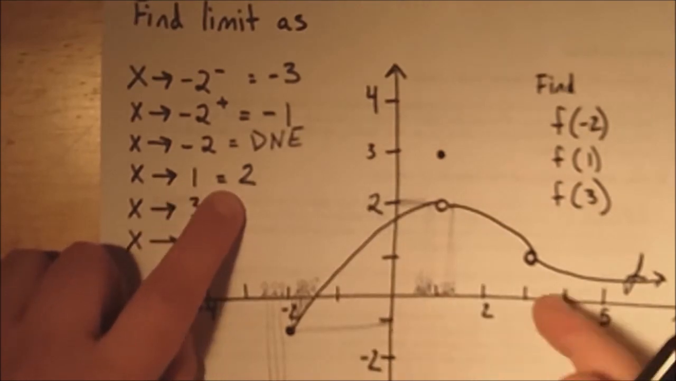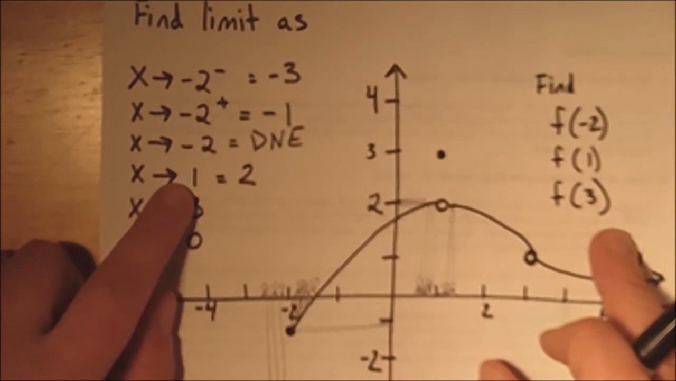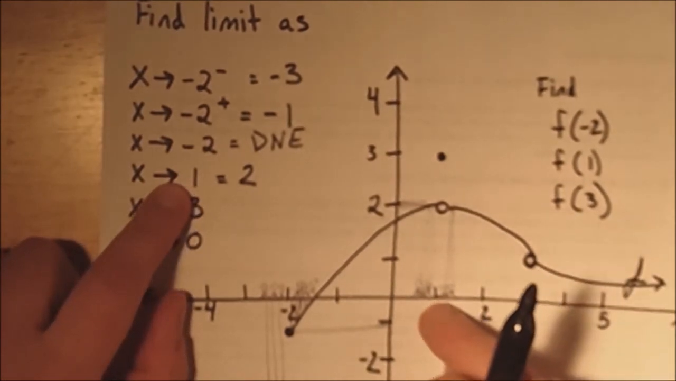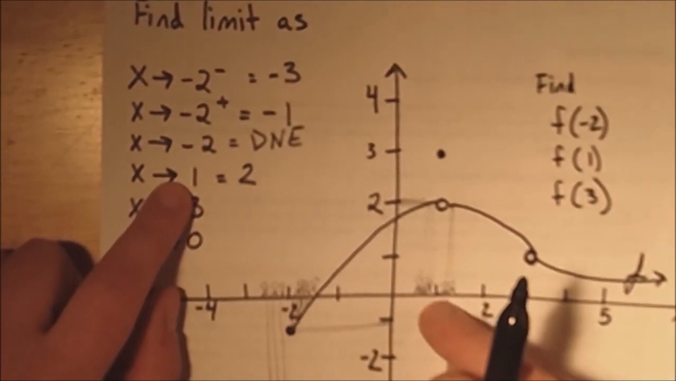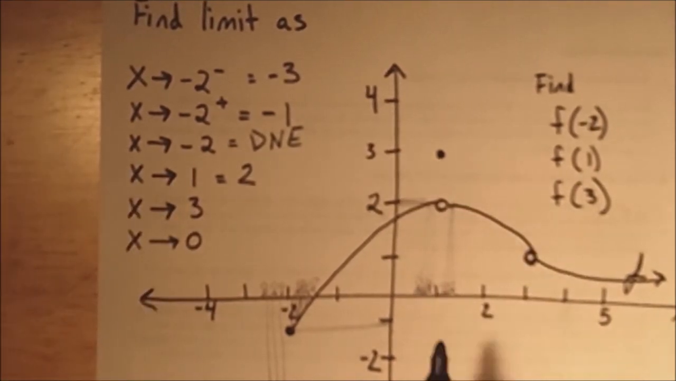In a minute we're going to talk about functional values, because what we'll notice is that if I actually did step on 1, the functional value is different than the limit, and that can happen.